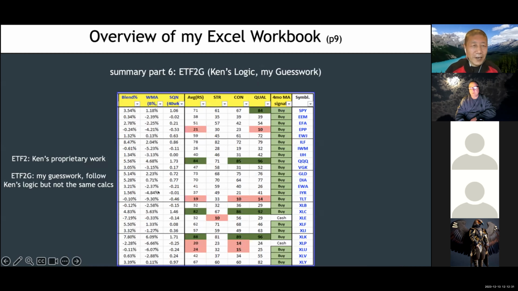So this is Ken's ETF2. I add a G there. It is my guesswork. Ken has his own calculation to calculate the consistency. I'm lazy. I just tried to figure out a way to do that quantitatively, and I think my guess will work in the way I wanted. So that's the only thing I want to say. This is a really good thing to look at.